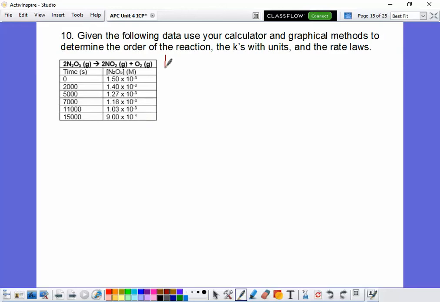Okay, L1 is going to be your time. Okay, L2 is going to be your concentration. L3 will be the natural log of L2. And then L4 will be the inverse of L2.